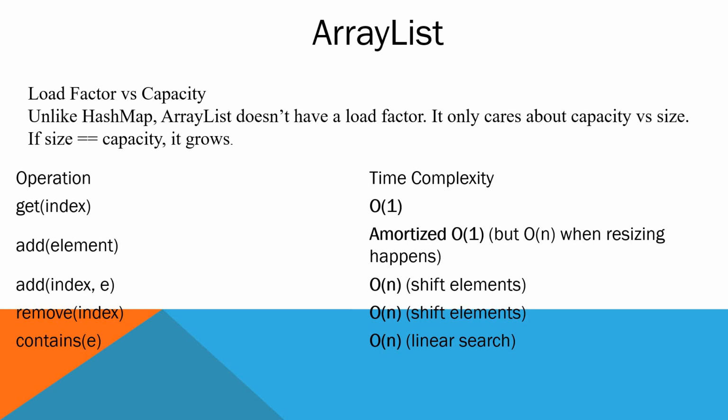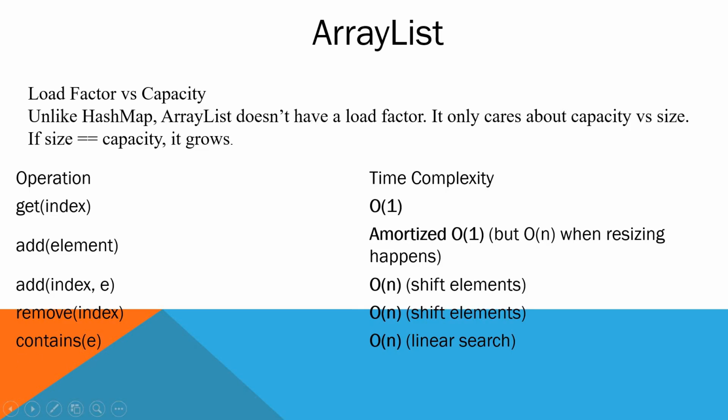Add means we are going to add some element to it, or add at a specific position. Add element will go and add at the end only. We can also add at a specific position, like if I have 100 elements and I say please add at the third or fourth position. Same we have remove. Remove means it will remove the element from the ArrayList. And the last one is contains.